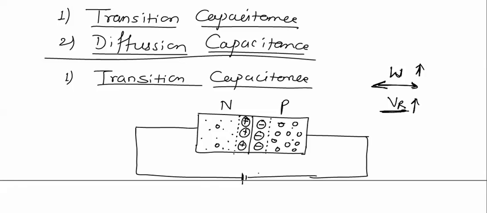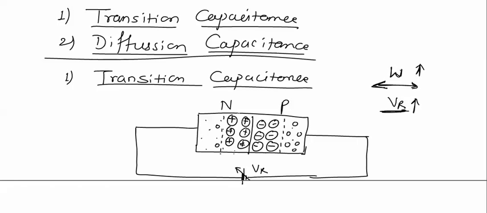So if we increase this reverse bias voltage, the depletion layer width of diode will also increase, and it will look somewhat like this.